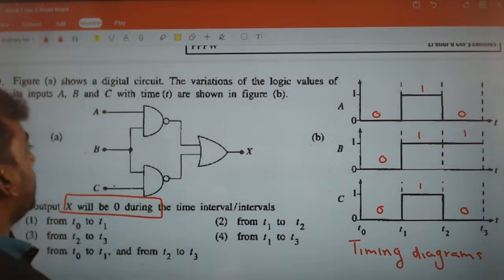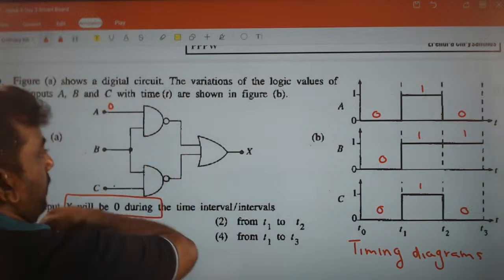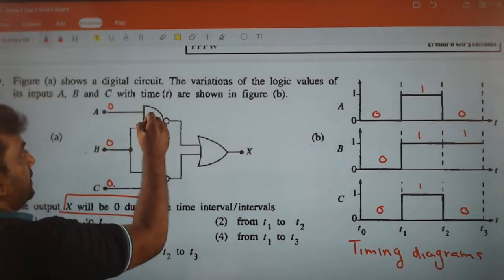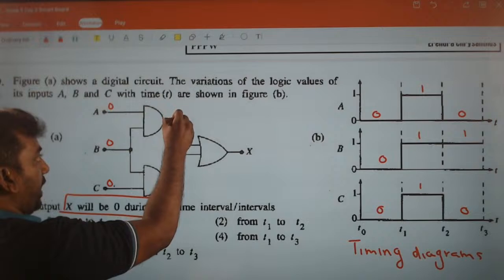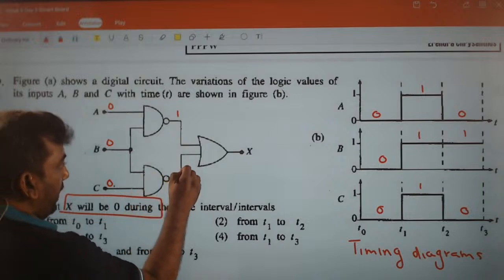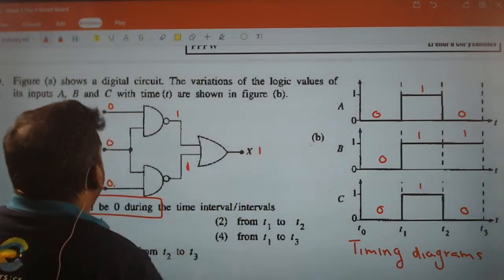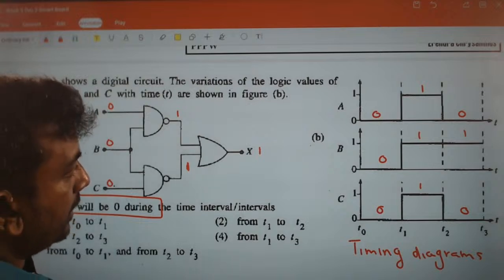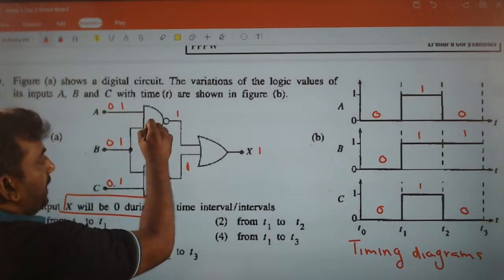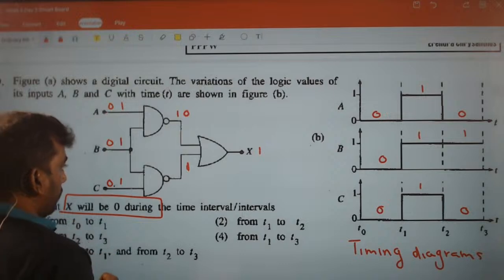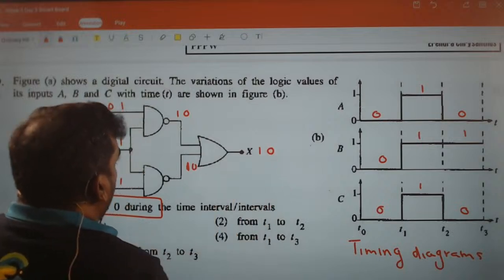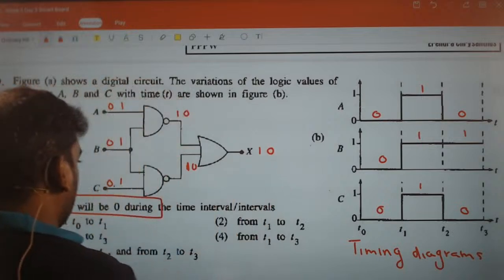Let's see. Here A is 0, B is 0, C is 0. Right, let's see. 0, 0 AND gate should be 0, NAND gate should be 1. 1, 1 means output is 1. Right. Next one. 1, 1, 1. 1, 1 AND gate should be 1, NAND gate here 0. 0, 0 will be 0. There you have 0. So T1 to T2 guaranteed.